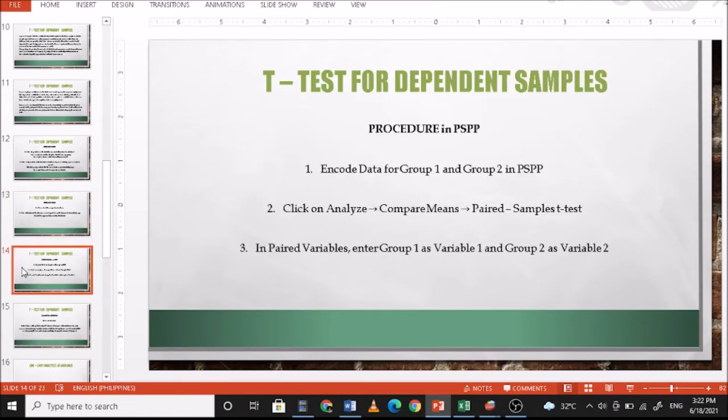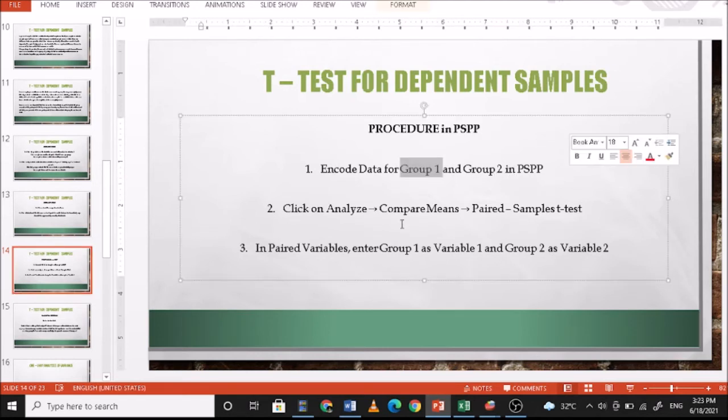So how do you do a t-test for dependent samples in PSPP? First, you encode your data for group 1 and group 2, which is your pre-test and your post-test. Then click on Analyze, Compare Means, Paired Samples T Test. In paired variables, enter your group 1 as variable 1 and group 2 as variable 2.